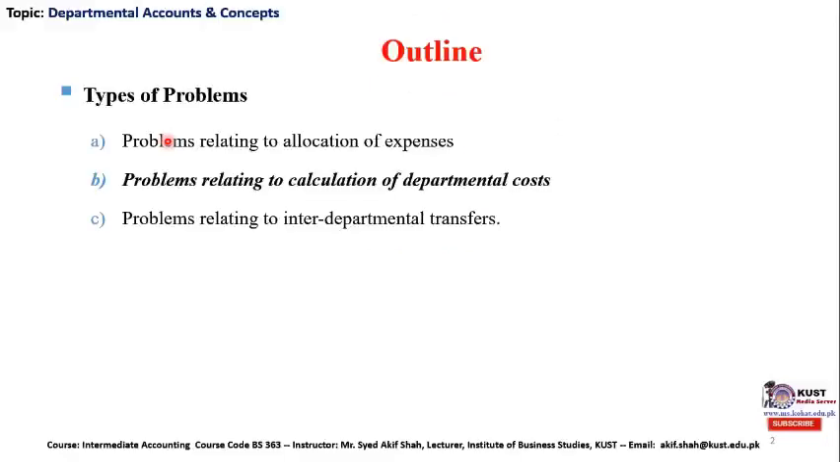The outline of this lecture consists of the discussion related with the types of problems in departmental accounts, and the emphasis of this lecture is specifically on point B, where we shall discuss the problems relating to the calculation of departmental costs. The case A has already been covered in my previous lecture. Therefore, the emphasis of this lecture will be on the discussion of point B.